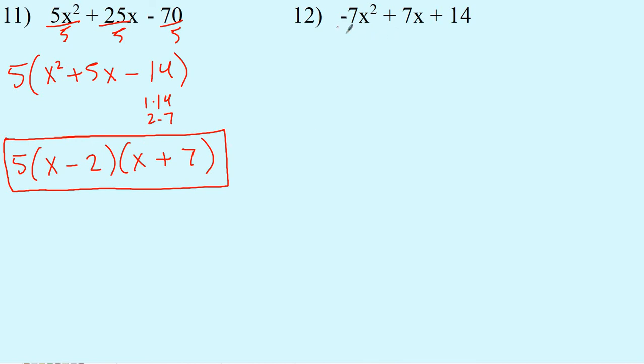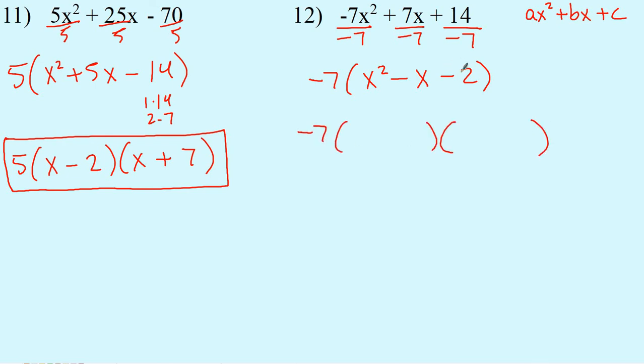Number 12, I don't like the negative 7, so I like it when a is 1. What I mean by that, I don't know if I actually wrote this. Ax squared plus bx plus c. These are all quadratics. So we want the a to not have anything there, or well, a 1. We want it to have a 1. So we pull out the negative 7. We get minus x minus 2.